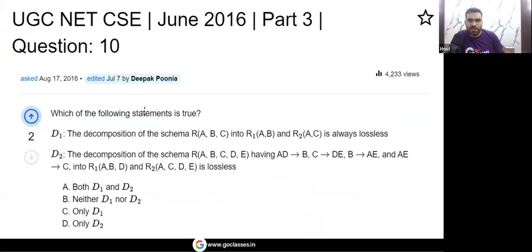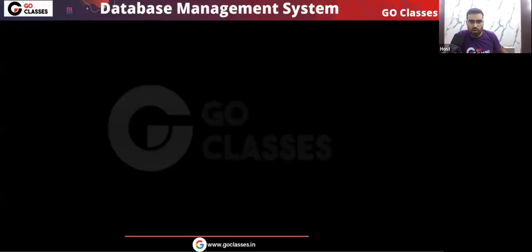The statement D1 is saying that this relation schema R(A, B, C) decomposed into R1(AB) and R2(AC) will always be lossless. This statement is false. Why? This statement is false because remember, this decomposition will be lossless if the common part is a super key in one of the relations. Yes or no? This we already know.